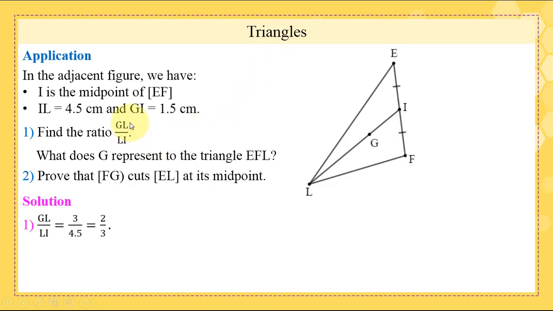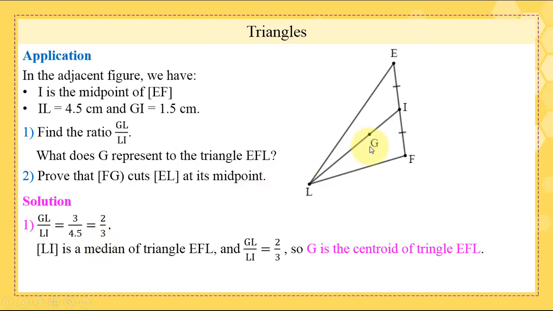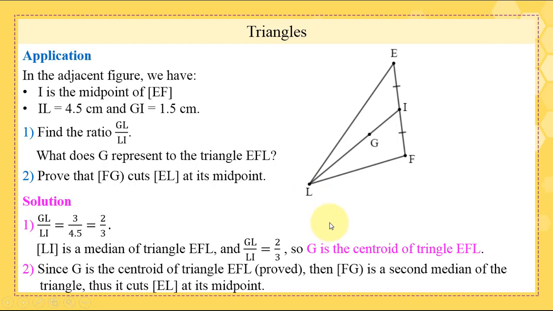Here we want to find the ratio GL over LI. GL is equal to LI minus IG, 4.5 minus 1.5 equals 3. Over LI, which is 4.5, you get 2/3. Then we say that LI is a median, G is a point of this median that divides it in the ratio 2/3 starting from its vertex L, so G is the centroid of triangle FEL.